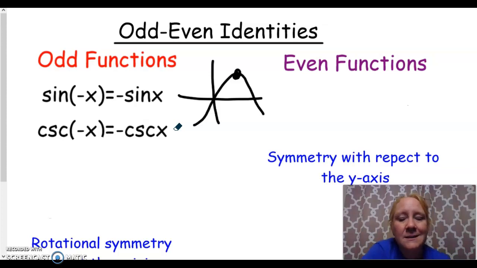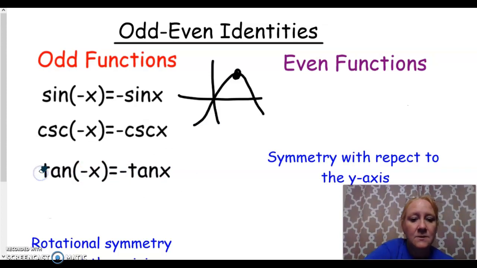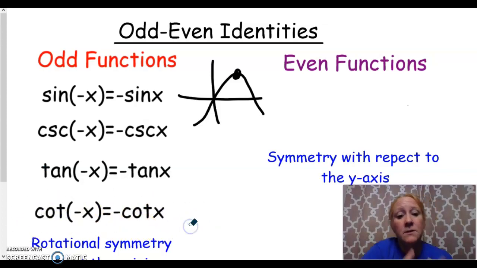Okay, what else is odd? Tangent. Okay, so tangent of a negative x, you can pull the negative out to the front. That's going to be helpful. And therefore, cotangent. Okay, now let's think even functions.